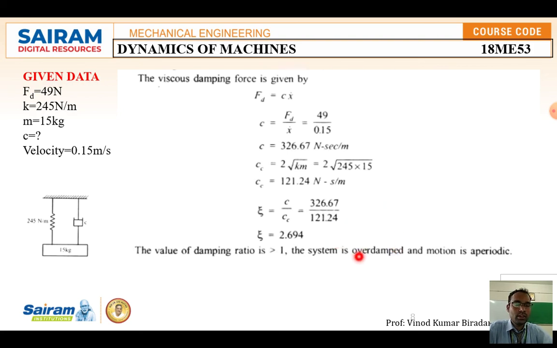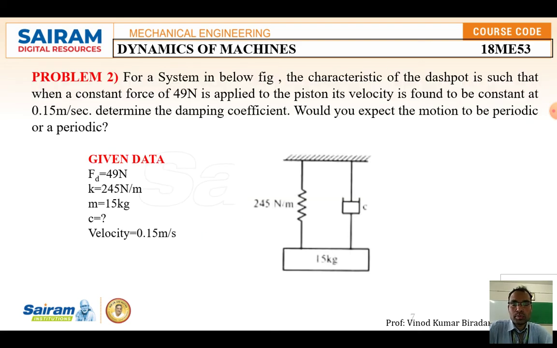What do you mean by periodic? Like this you have to solve the problems on the spring mass damper system. In this problem you have to remember the formula Fd is equal to c into x dot. The remaining formulas you have to remember, we already know them. Like this you have to solve the numerical problems on spring mass damper systems.